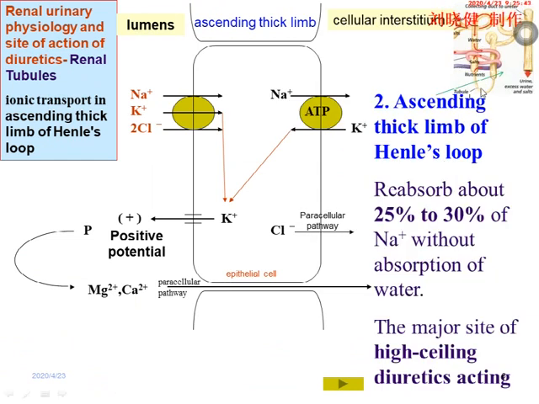Now, some drugs also act on the ascending thick limb of Henle's loop. Now look at this. This segment reabsorbs about 25 to 30% of sodium ions without absorption of water. Actually, this segment is impermeable to water. This is the major site of high-ceiling diuretics action.